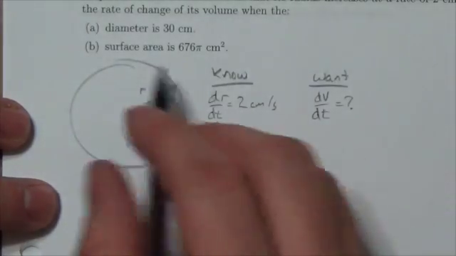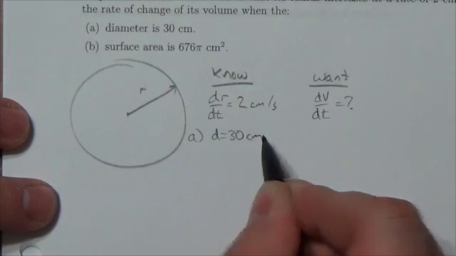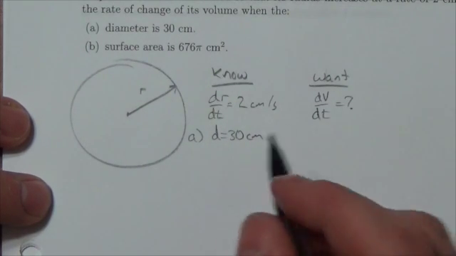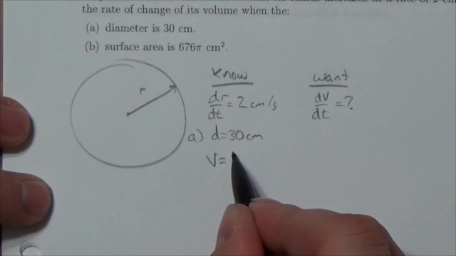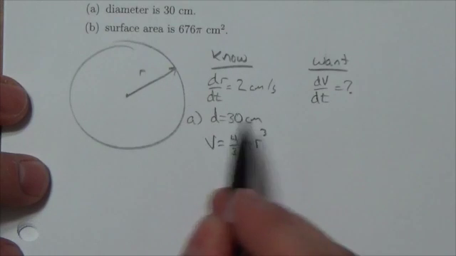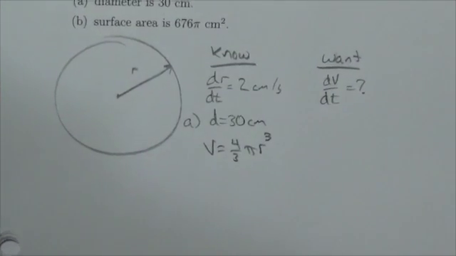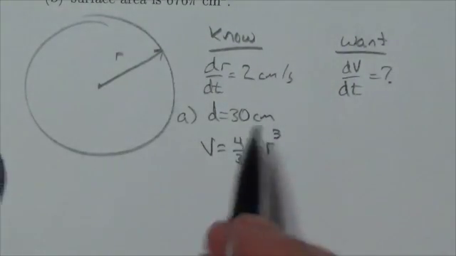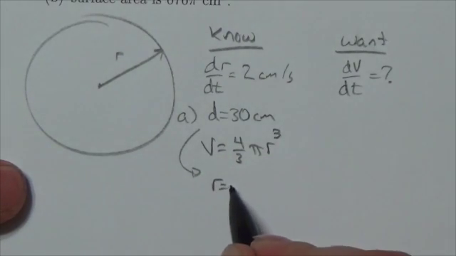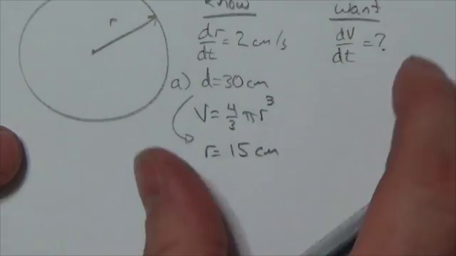But I've got two scenarios here. First of all, when the diameter is 30 centimeters. Bear in mind that when we're looking for the volume, the volume equation is 4/3 pi r cubed. This is in terms of the radius, so when I say the diameter is 30 centimeters, really what I'm saying is that the radius is 15 centimeters.